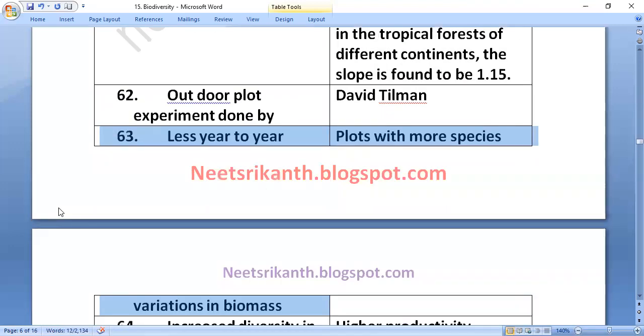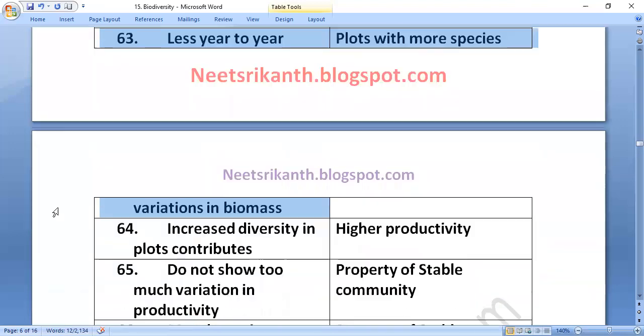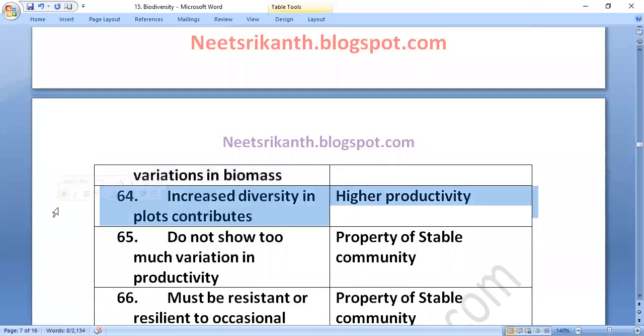Plots with more species have less year-to-year variations in biomass. Increased diversity in plants contributes to higher productivity.